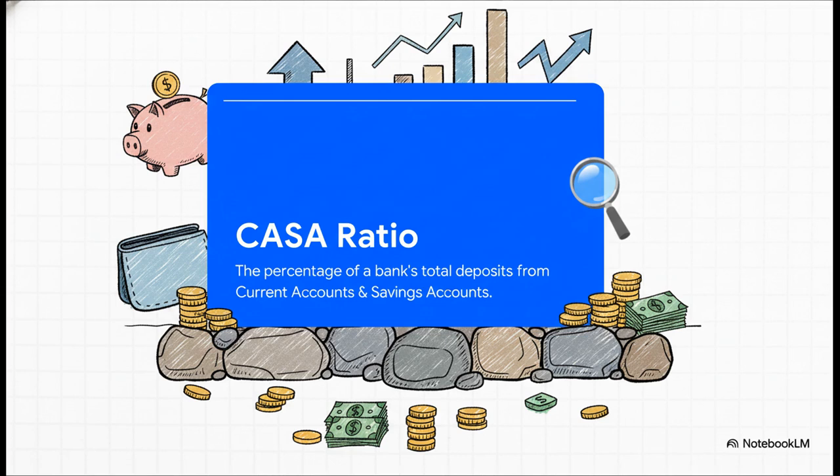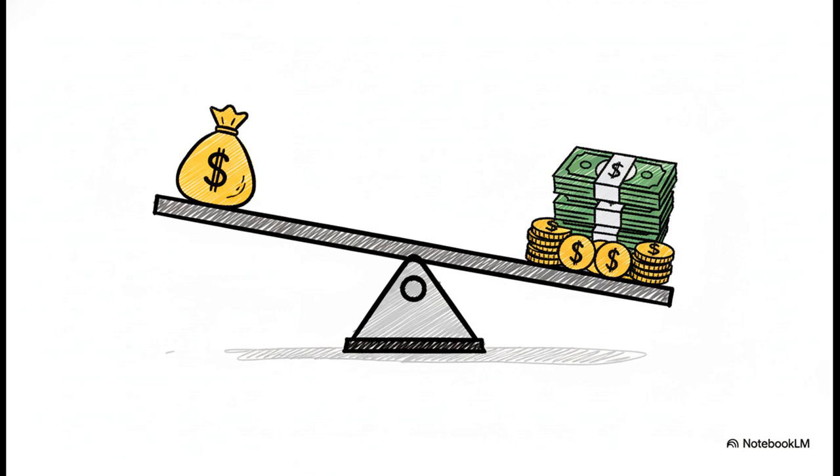CASA is just an acronym. It stands for current accounts and savings accounts. So this ratio just tells you what chunk of a bank's total deposits come from people's everyday checking and savings accounts. It's basically the bedrock of the bank's funding. So why do we care so much about CASA? Simple. It's the cheapest money a bank can get its hands on.